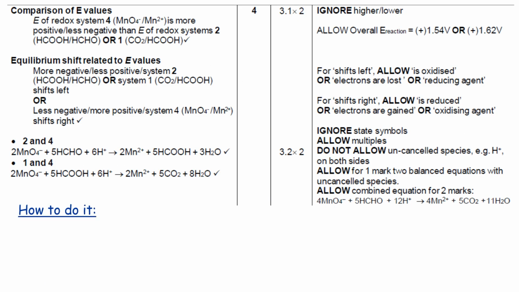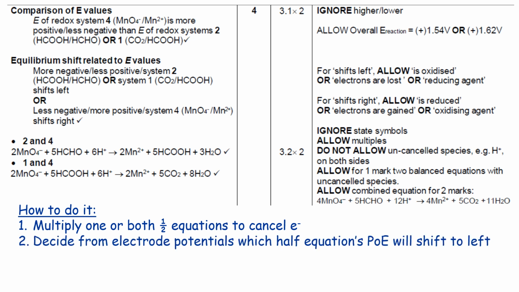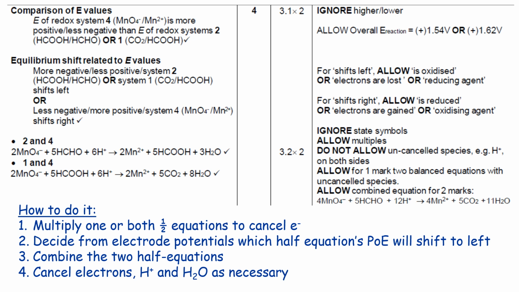So to recap the technique I used, you multiply one or both half equations to cancel electrons. Then you decide from the electropotentials of the two half equations which one has a position of equilibrium shifting to the left, so you'd say it in terms of the equilibrium shift. Then you combine the two half equations together and you get rid of any electrons, and you also cancel H plus and H2O that turns up on both sides.